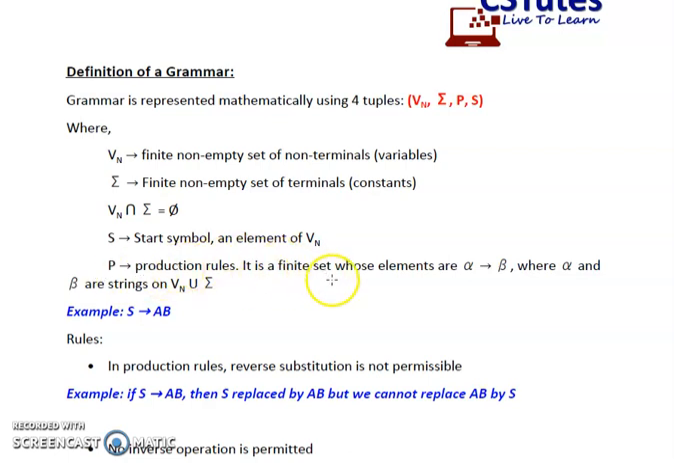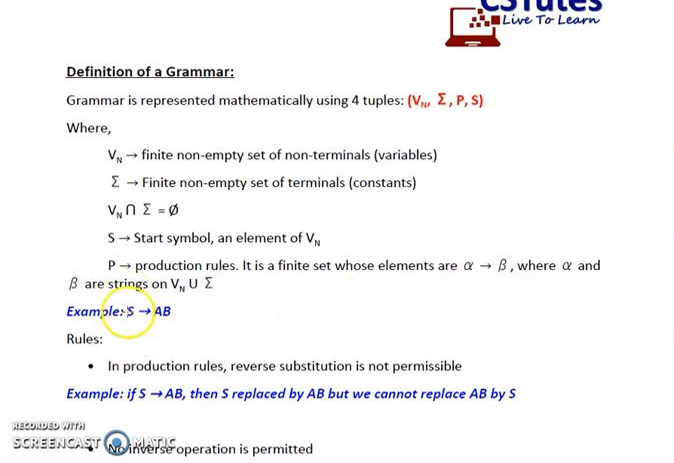It is a finite set whose elements are alpha tends to beta. Now it is also a finite set that can have a countable number of elements. Its elements are of the form alpha tends to beta. So alpha over here and beta over here are strings on Vn union summation. That means for alpha, we can have a combination of non-terminals and terminals. Similarly, for beta also, we can have a combination of terminals and non-terminals.